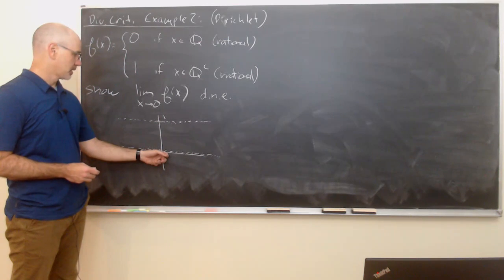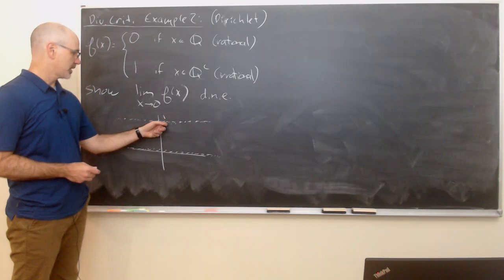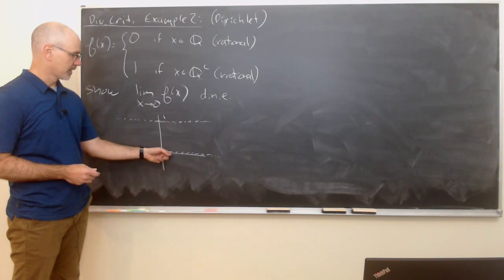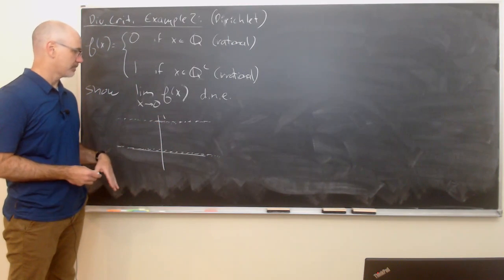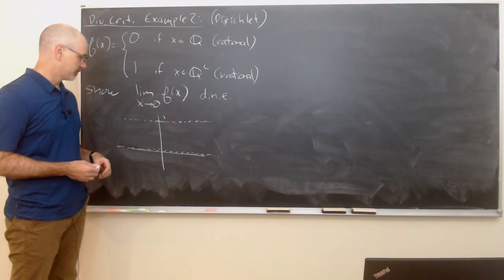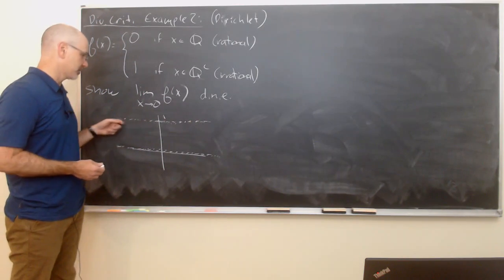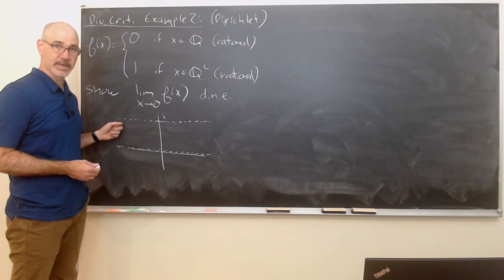Right, so we jump up to 1 whenever we have an irrational number. We stay at 0 when we have a rational number, and we're indicating that this happens so often that we just get this fuzzy cloud of points, or this fuzzy line of points at 1.